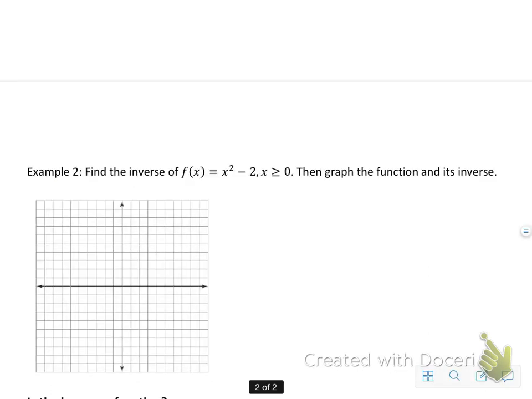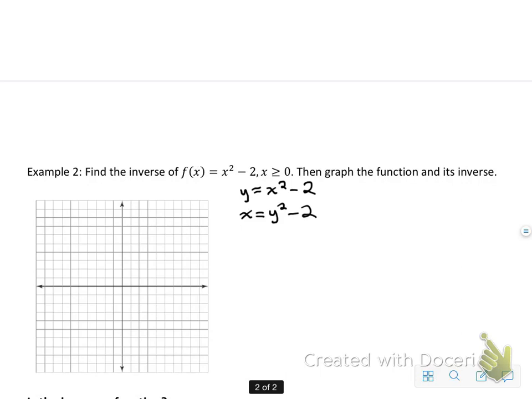So let's do another example. Turn your paper over. We're going to find the inverse of this function, but we're going to find it when x is greater than or equal to 0. Okay? So we're limited with our x's, but that's okay. Let's go ahead and make f of x a y. So let's make this y equals x squared minus 2, and then we swap x and y. Swap x and y and solve for y. So we have x equals y squared minus 2, and then we solve for y.